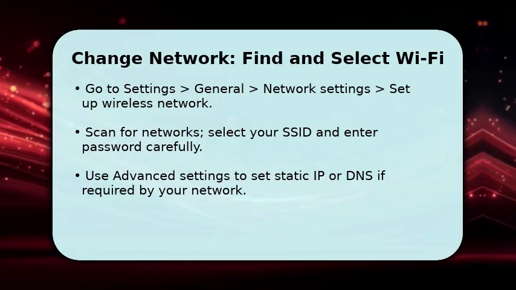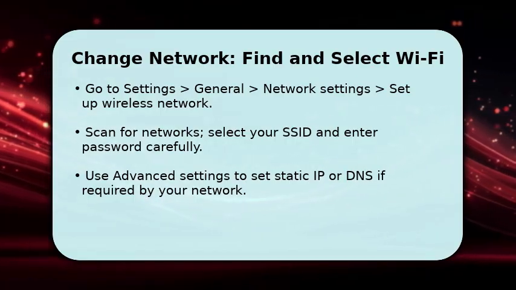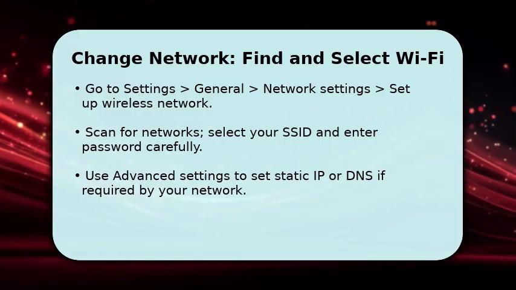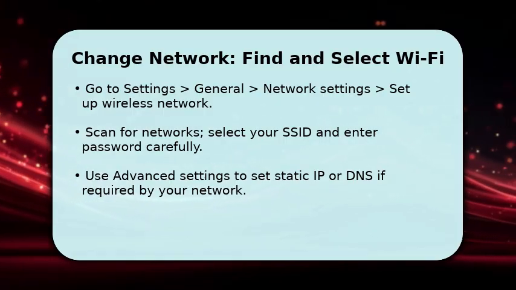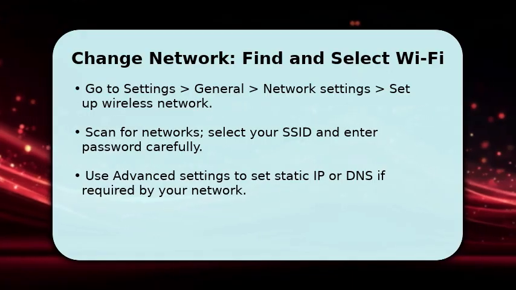If your router uses a hidden SSID, choose Enter network manually and type the SSID and security type. Once connected, go to Advanced Settings only if you need a static IP or custom DNS.